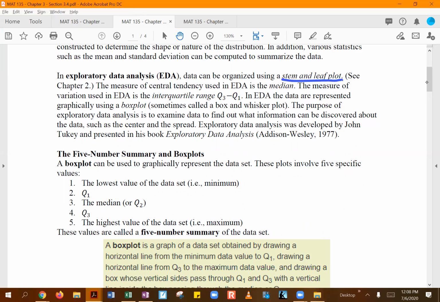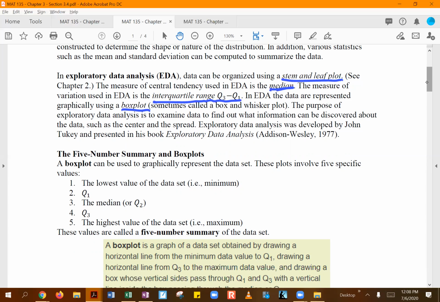For calculation of central tendency or your average in EDA, we use a median. They're saying for measures of variation or dispersion, we use the interquartile range, which is Q3 minus Q1. So average is a median. For measure of dispersion, we're talking about interquartile range. So graphically, we're actually talking about using box plots. And some textbooks might even call it the box and whisker plot, and you'll see why.